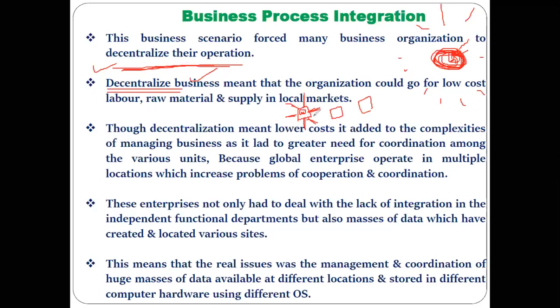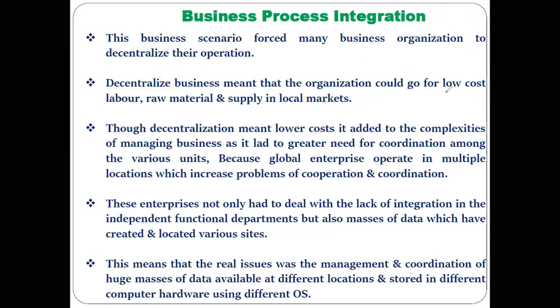Now, instead of sending the raw material from Nashik to Bangalore, if the material is available for that company in Nashik only, which raw material will be costly? Sending the material from Nashik to Bangalore will be costly or not? So that is nothing but this: instead of making a centralized business, companies decided to go for the decentralized business. And if the company goes for the decentralized business, it can get low cost labor.